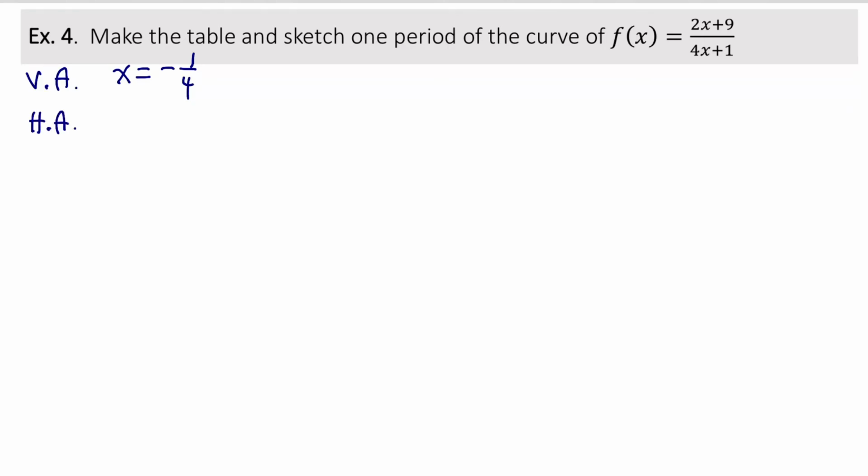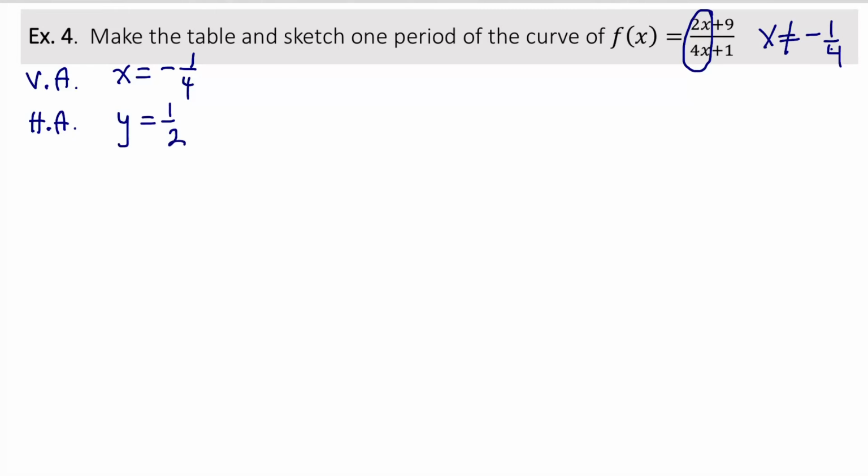When the degree of your numerator is equal to the degree of the denominator, you ratio the leading coefficients. So I've got y is equal to 1/2. All right, so negative 1/4 is a domain restriction. So x cannot be negative 1/4, hence a vertical asymptote.